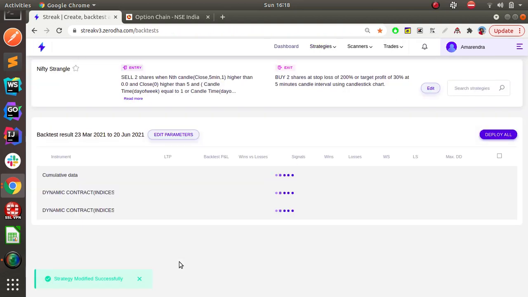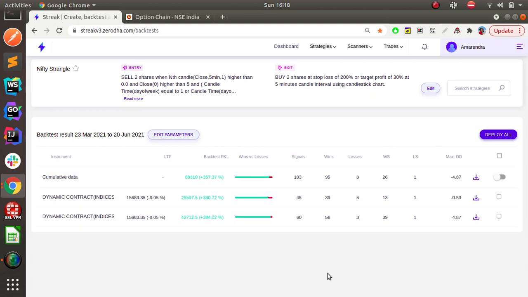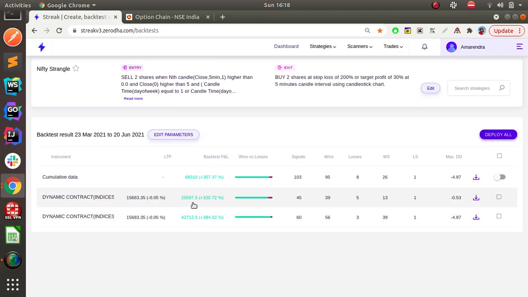Let us backtest. Hope you got the strategy details. Same thing whatever we discussed in the graph, same thing we are going to implement. Now if you see, there are 103 calls, 95 wins and only 8 losses, with a 26 winning streak. I hope you already saw my last video, where we discussed how to use these winning streaks and losing streaks. Similarly, make use of this losing streak just to increase the quantity if you want to increase the quantity.